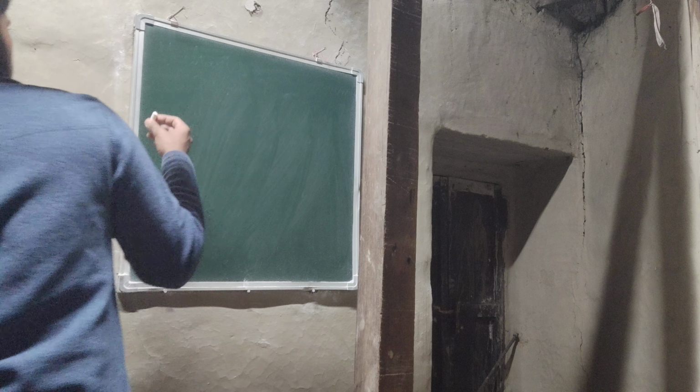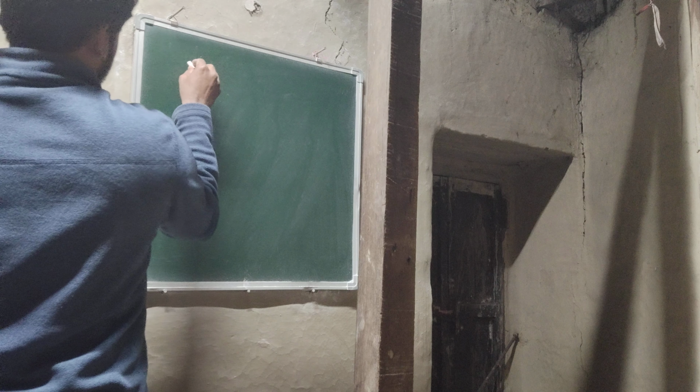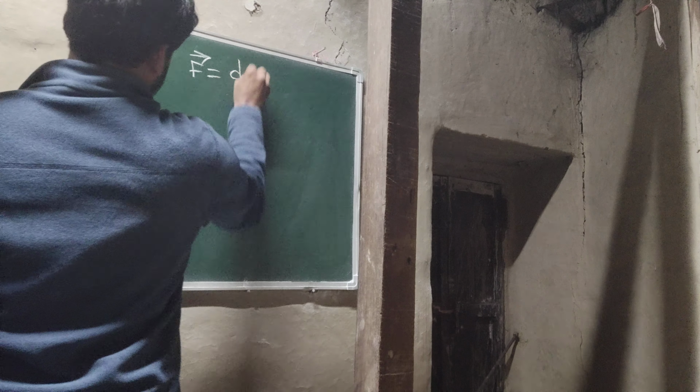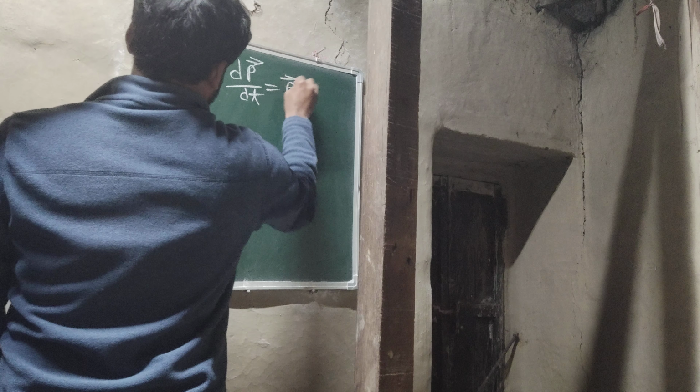In the previous lecture, we know that the equation of motion for a single particle is F vector equal dp/dt, equal p vector dot.